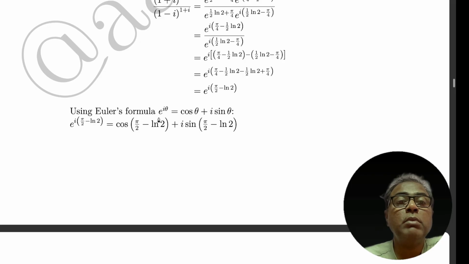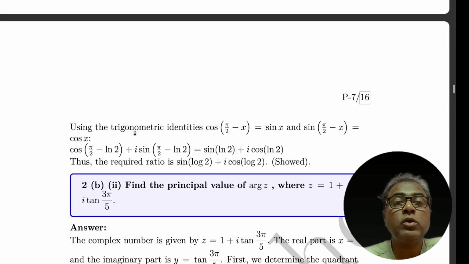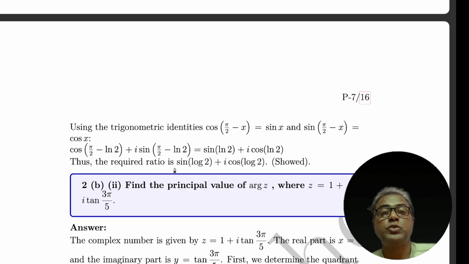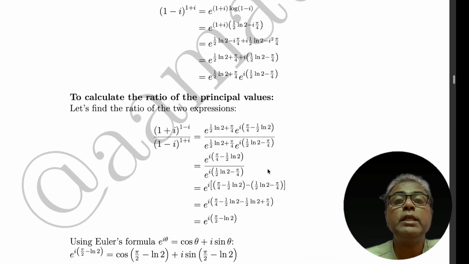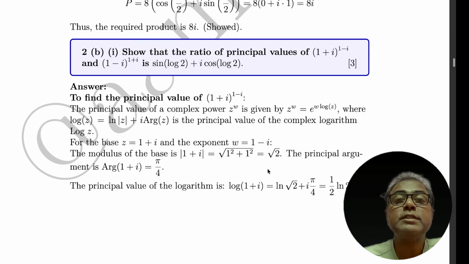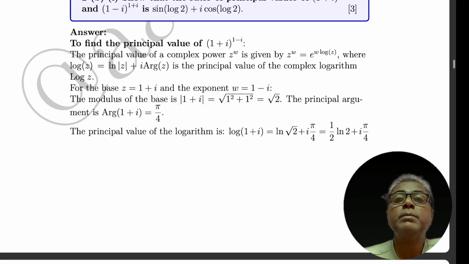Now using Euler's formula, e^(i theta) equals cos theta plus i sin theta. So we get cos of this plus i sin of this. Now using the trigonometric identities, cos(pi/2 − x) equals sin x, and sin(pi/2 − x) equals cos x. So we get sin ln 2 plus i cos ln 2, and this is the required ratio of the principal values.